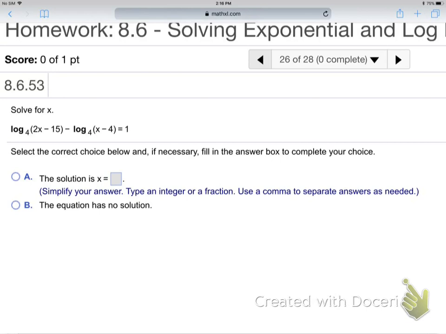All right, so try that one. So 2 logs starts off log base 4 of 2x minus 15 minus log base 4 of x minus 4 equals 1. So there you go. 2 logs, you know the deal. 1 log, no logs, right?